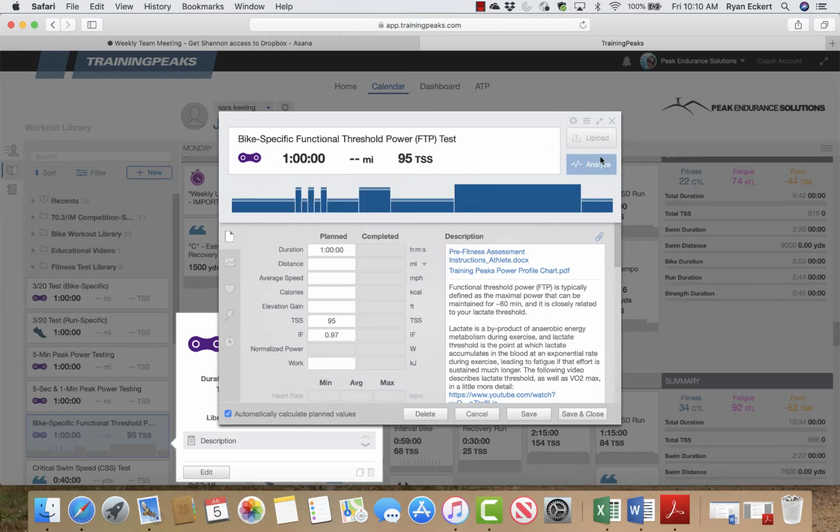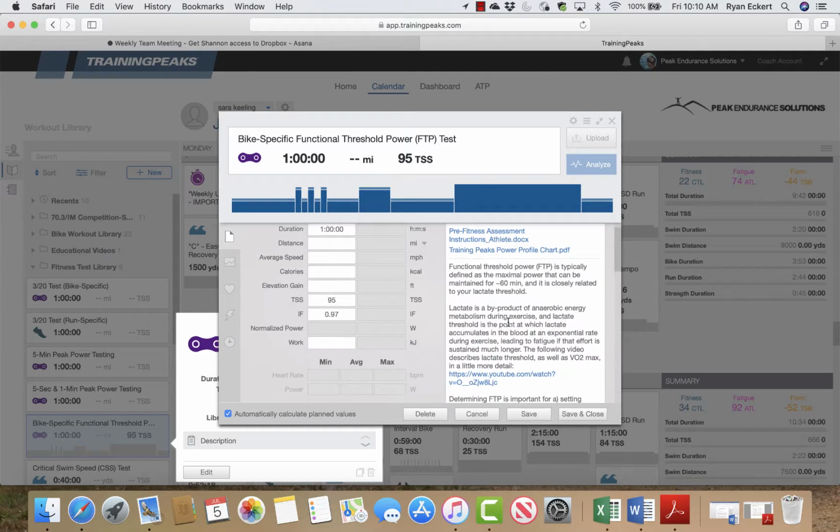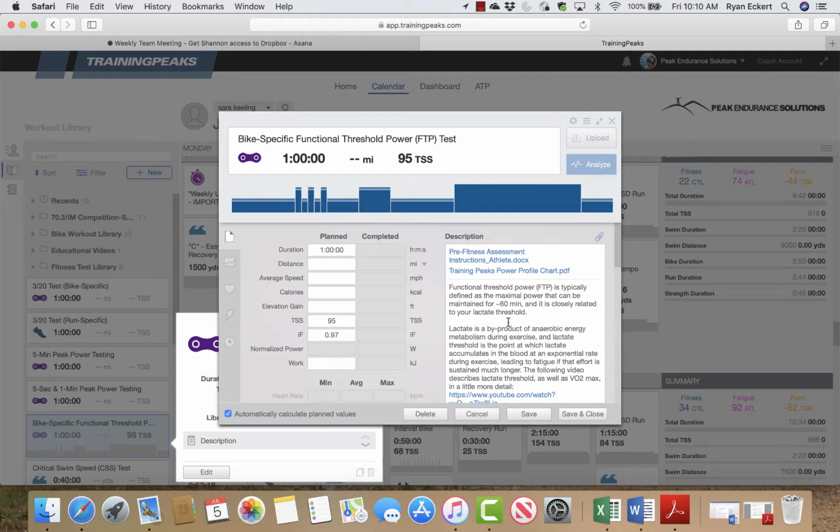But the test in its entirety is what matters if you want the most valid representation of your 60-minute threshold. And so that will bring me now to my final point: if you're used to doing a different test and you're not necessarily concerned with getting a 100% valid representation of what your threshold is, that's totally fine.